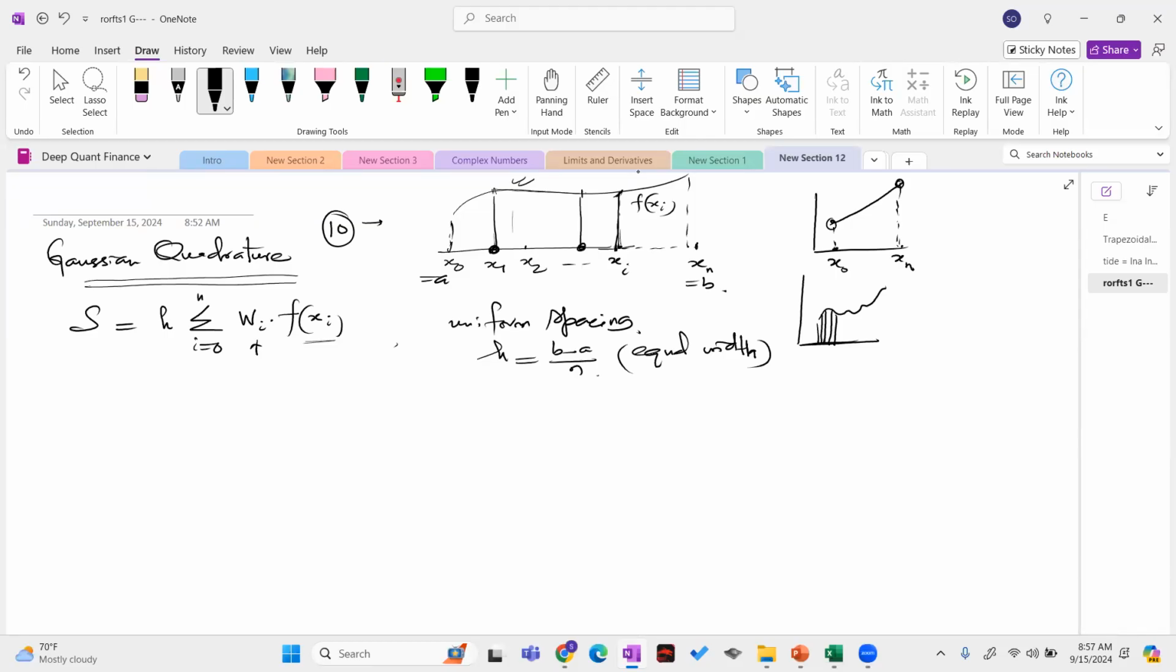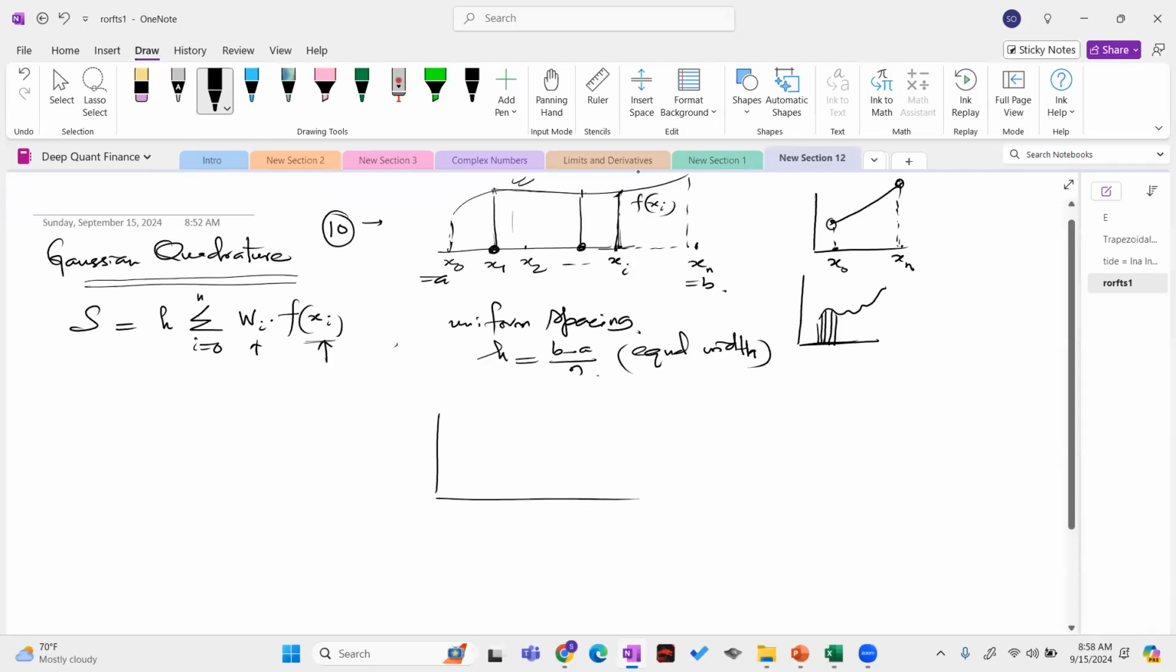If it is behaving linearly, then I don't need so many points. So, just giving you a very intuitive sense of why this whole idea of Gaussian quadrature came into being. The big breakthrough here is that I am not bounded by uniform spacing. So I can choose my x's as flexibly as I want, wherever I want. It's up to me. I will choose where to evaluate.